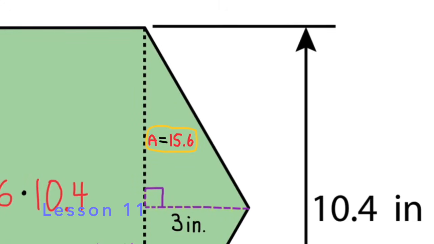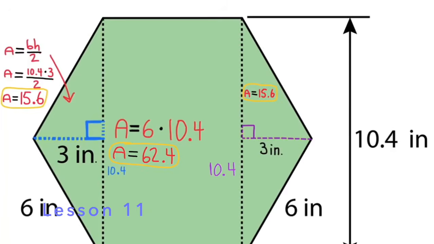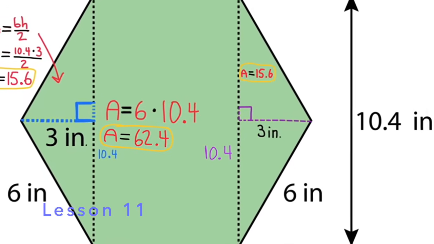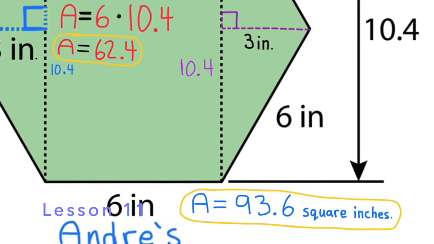Simply add the area of the 2 triangles and the area of the rectangle, and you'll have the area of the hexagon. The area of the hexagon is 93 and 6/10 square inches.